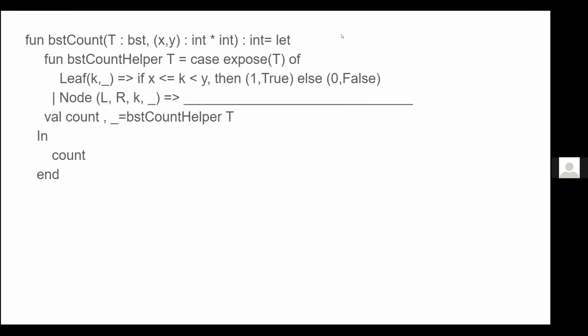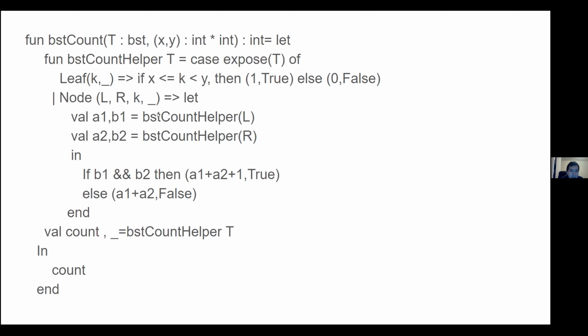We combine the numbers, and if it's true and true, then return true. Yes, exactly. So basically the entire node is only within range. The entire subtree rooted at this node is in range if and only if both L and R are completely in range.